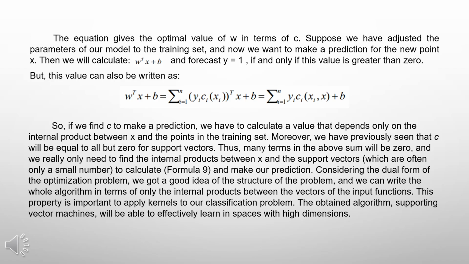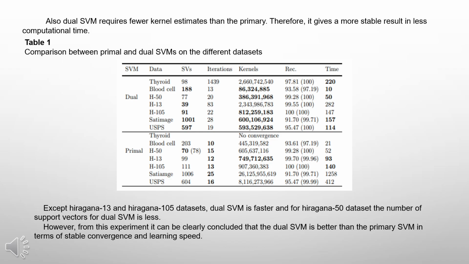prediction. Considering the dual form of the optimization problem, we got a good idea of the structure of the problem, and we can write the whole algorithm in terms of only the inner products between the vectors of the input features. This property is important to apply kernels to our classification problem. The obtained support vector machine algorithm will be able to effectively learn in high-dimensional spaces. Also, dual SVM requires fewer kernel estimates than the primal. Therefore, it gives a more stable result in less computational time.